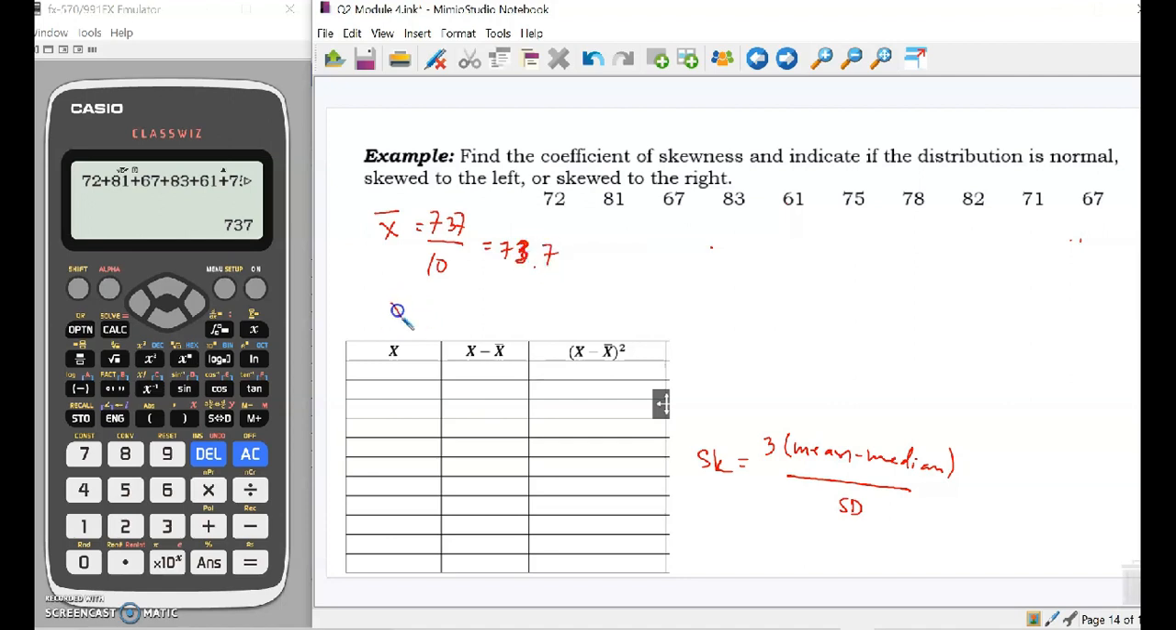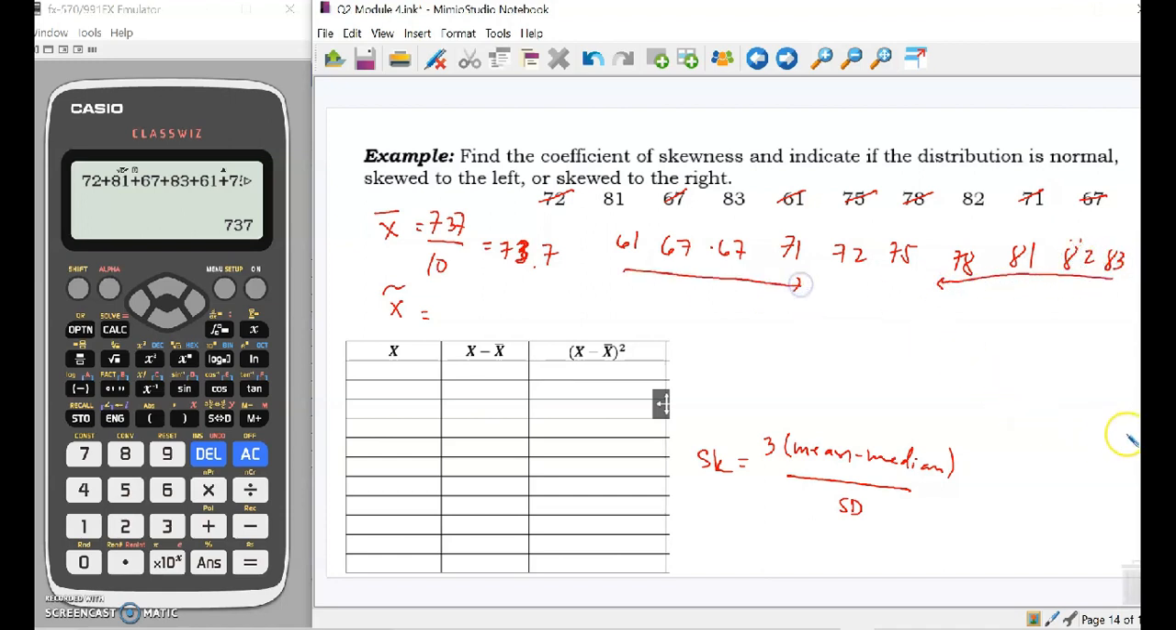Okay, now for the median. Since we need a median in the formula, we need to arrange the given values in ascending order. Okay, let's start with 61, followed by 2 67s, then 71, 72, 75, 78, 81, 82, and 83. That would mean the two middle values would be 72 and 75. So we need to get the average of that, divided by 2.